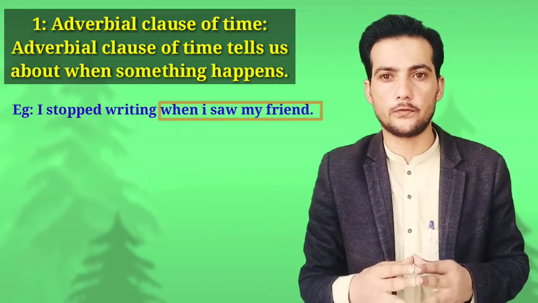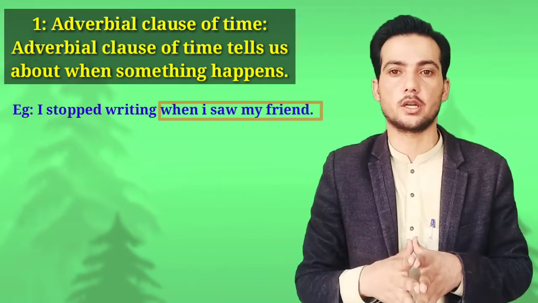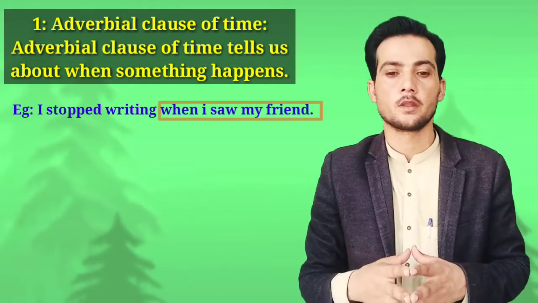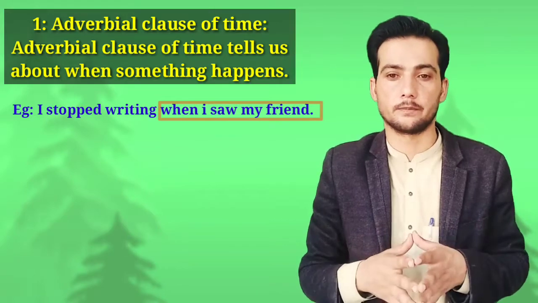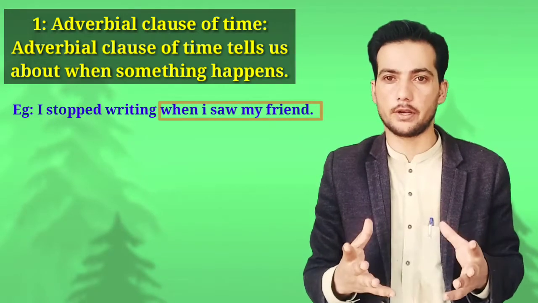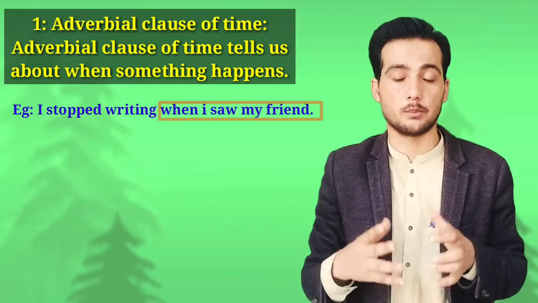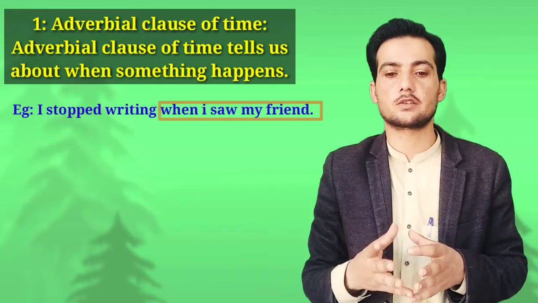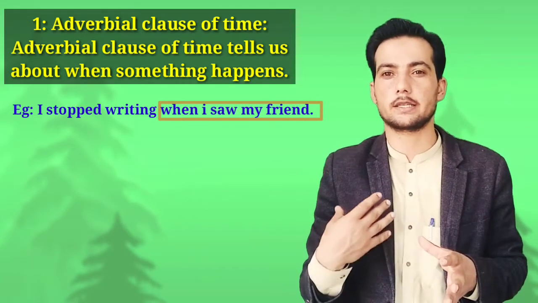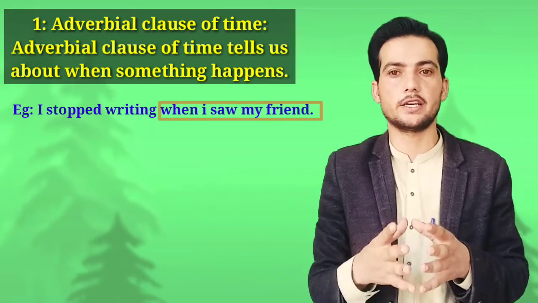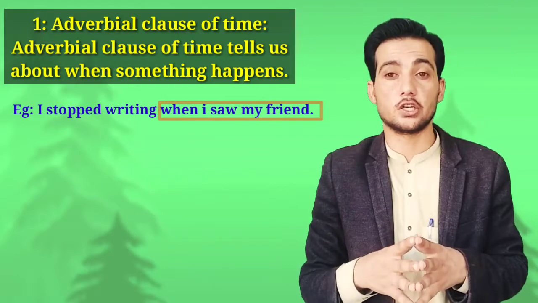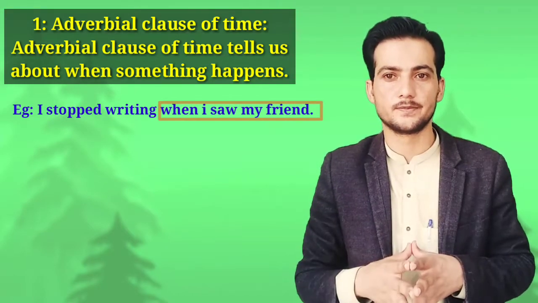And it is a group of words, and it gives us information about the verb that is stopped. I stopped writing, but when? When I saw my friend. The time when I saw my friend. So that is why it modifies a verb, and it consists of a subject and a verb, and it starts with a subordinating conjunction. So that is why it is an adverbial clause of time.